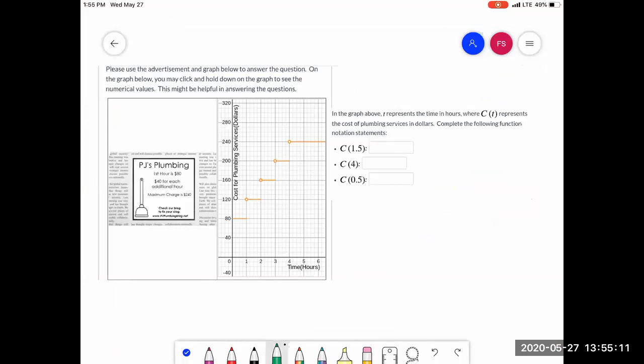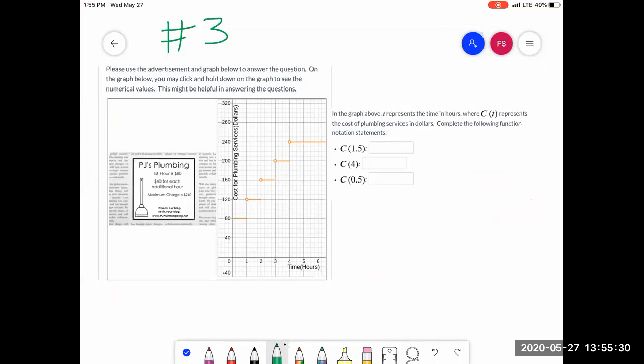So here in question number 3, they give us this paragraph. Please use the advertisement and graph below to answer the question. On the graph below, you may click and hold down on the graph to see the numerical values. This might be helpful in answering the questions.